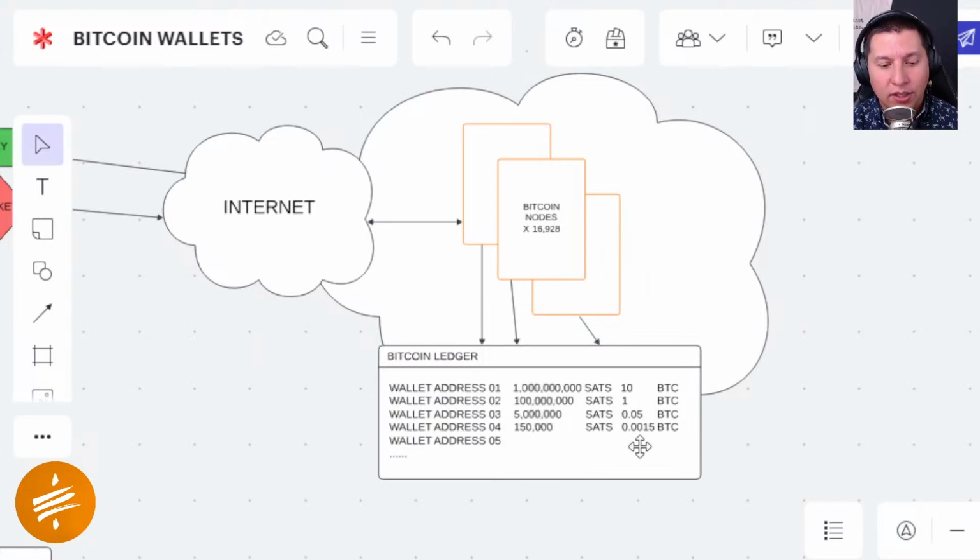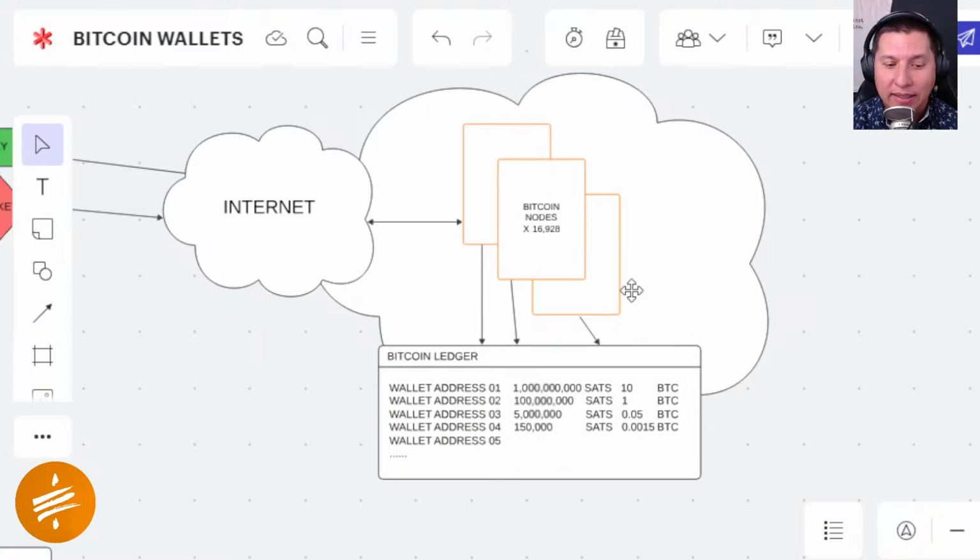Okay, so for the sake of this example, I have it broken down by Satoshis and by Bitcoin. This address has 10 Bitcoin. This address has 100 million sats, so it's 1 Bitcoin. This address has 5 million sats, so it's 0.05 Bitcoin. It's the same thing, it's just a way of talking about it. It's easier to say sats when you're talking about less than a Bitcoin, and easier to say Bitcoin when you're talking about more than a Bitcoin, because you can just say 1 or 2 Bitcoin instead of 200 million sats.